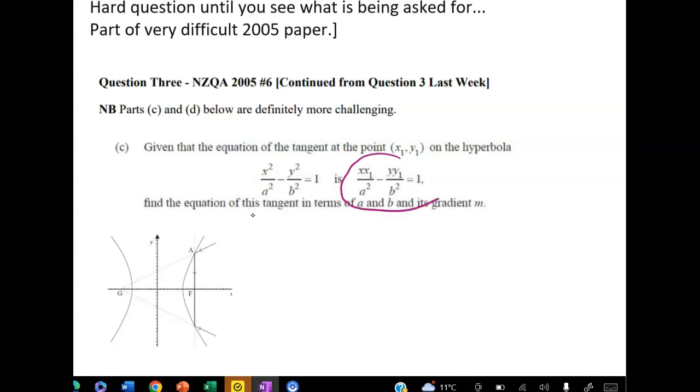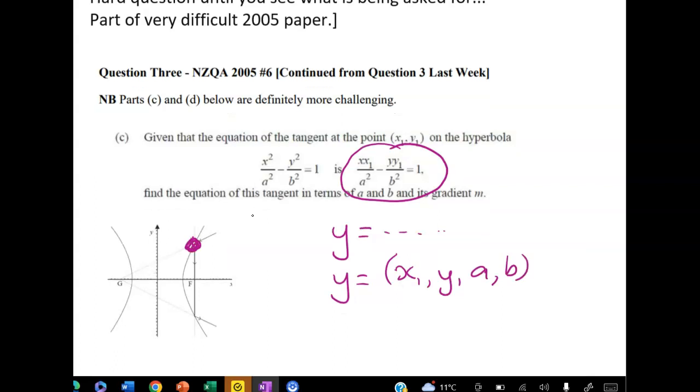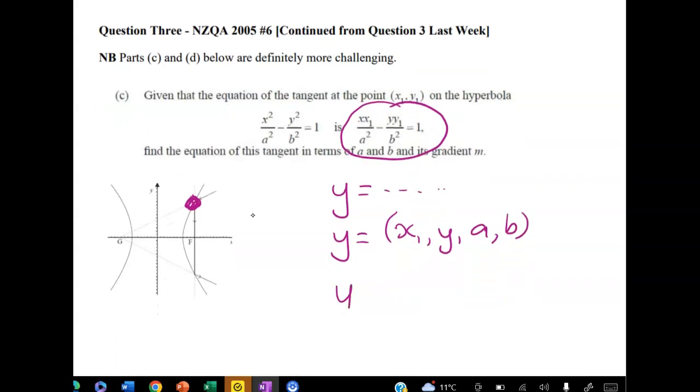At the moment, buried in here, we've got an equation which is y equals blah, blah, blah, right? We could rearrange this and we'd have y as a function of x1, y1, which is the point on the hyperbola, and a and b. And what we're being asked to do instead is to form that equation of the tangent as a function of x, a, b, and m. Right, so just going over that one more time.